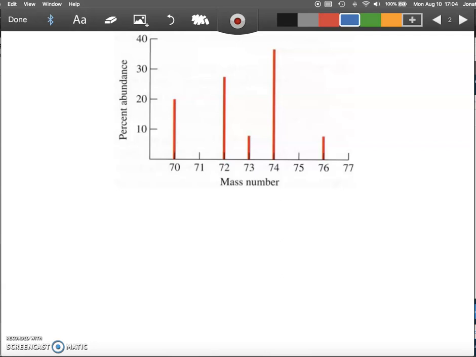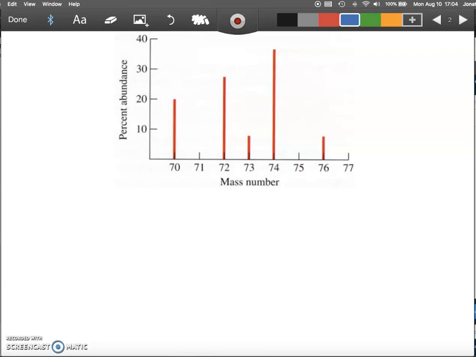Okay, welcome back. In this video, we're going to go over how to interpret a mass spectrum after you've inserted a mystery element into a mass spectrometer. This right here is a classic example of a readout that you will get after you've inserted a sample into a mass spectrometer. And we can use this readout to help identify the mystery element, okay?